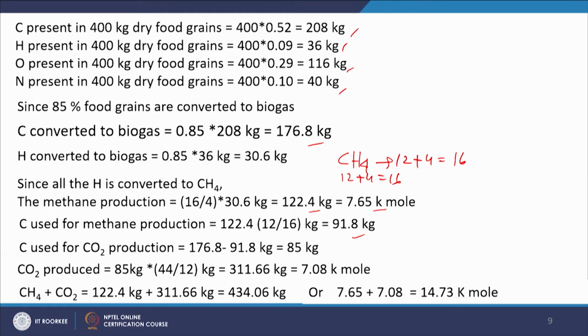So, what is the rest carbon? Carbon that is used for carbon dioxide production, that is the total carbon 176.8 minus this 91.8. So, we are getting 85 kg.